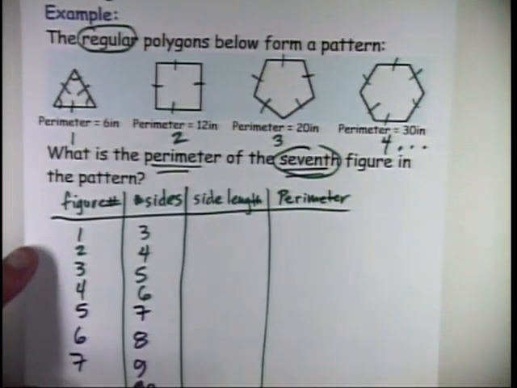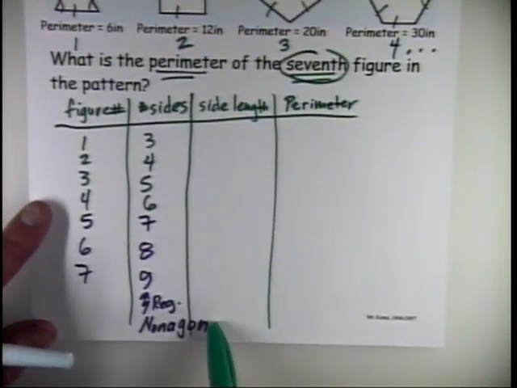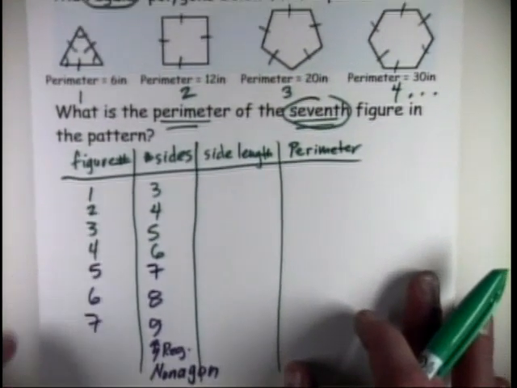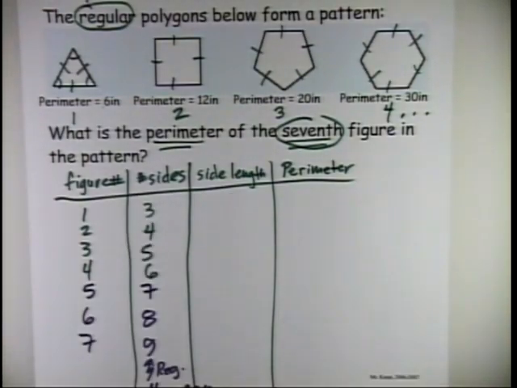So if we could figure out what the side lengths were for the nonagon, I know that I have 9 of them. 9 times the side length should give us the perimeter. So that's my strategy now. Well, let's see if we can find a pattern on the side length.